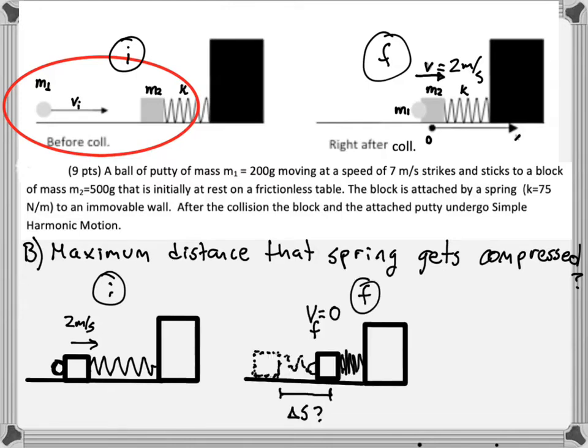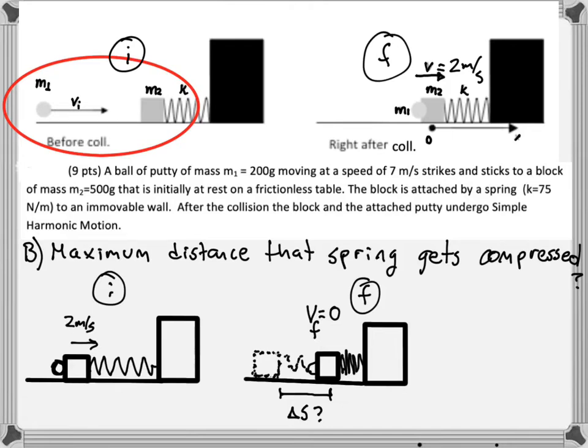And this is what it looks like at the moment when the instantaneous velocity of the block putty is 0, which is the moment when the spring is maximally compressed. So the distance that we're talking about is that delta S in the picture, how much the spring has been compressed by the mass.